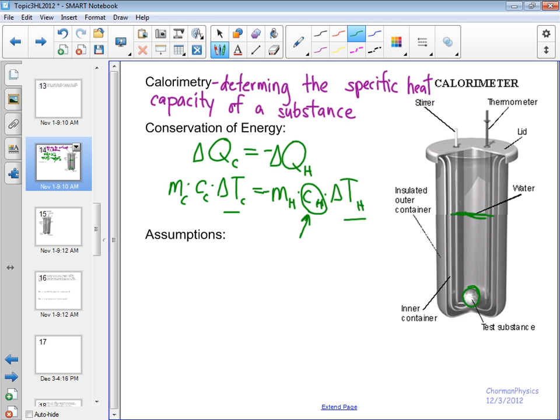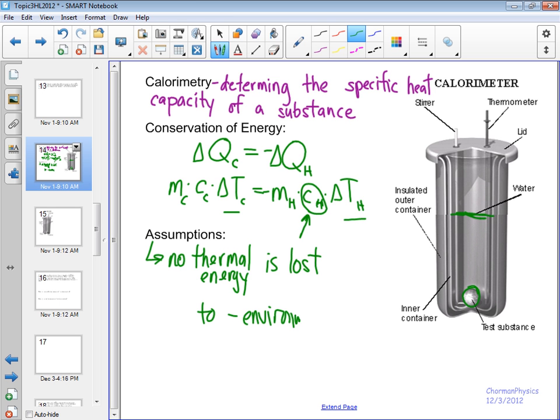We have a couple of different ways we can do it. Right here, what are we assuming? Well, we're assuming no thermal energy is lost to the environment, the container, the stirrer even, or the thermometer. Now, of course, this is unrealistic. We actually do account for these things in the calculations otherwise, but here we're just assuming that we can ignore them.